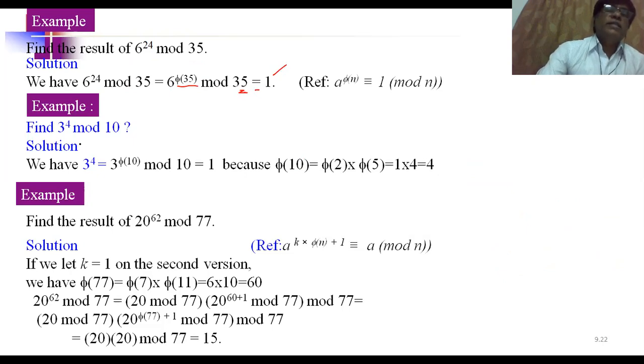And this example is 3 power 4 mod 10. Since phi of 10 is 4, 3 power 4 is equal to 3 power phi(10). 4 can be replaced with phi(10). So here we have phi(10) and here 10, that's why it is equal to 1.